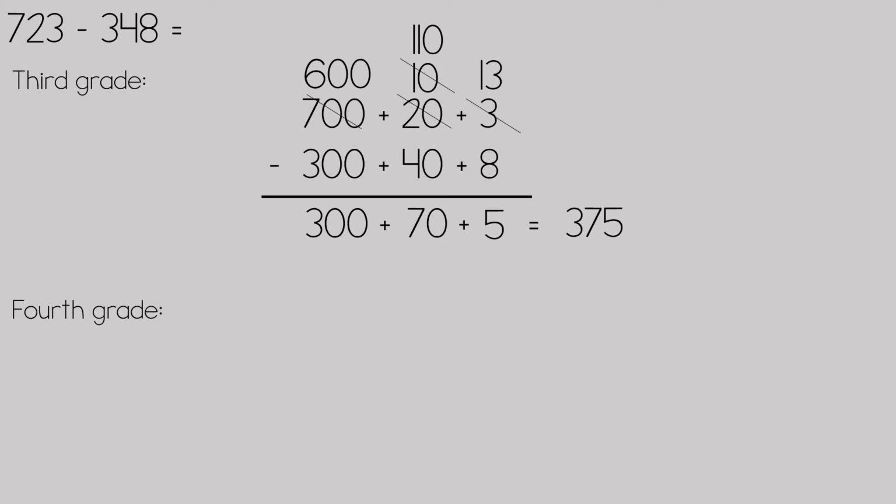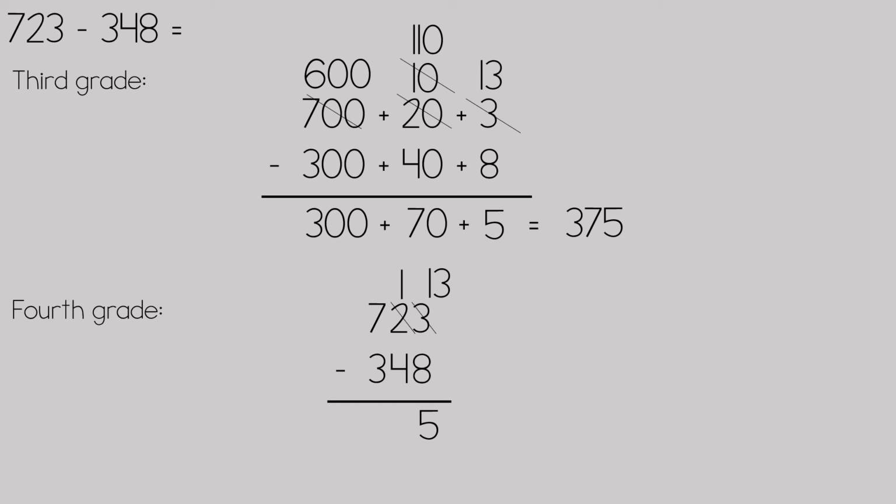Transitioning to 4th grade, the students will perform subtraction using the standard algorithm. The students would start with the ones place, realizing they would need to regroup from the tens place. They will regroup the 20 into a 10, representing that as a 1, and regroup the 3 to a 13. They would then subtract 13 minus 8, which is 5.